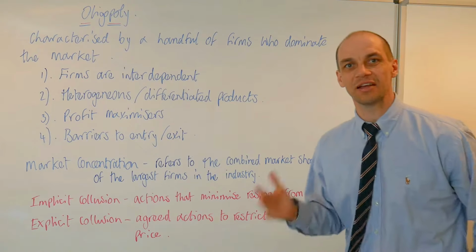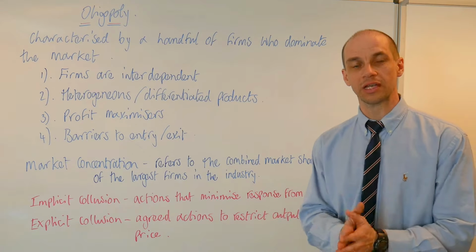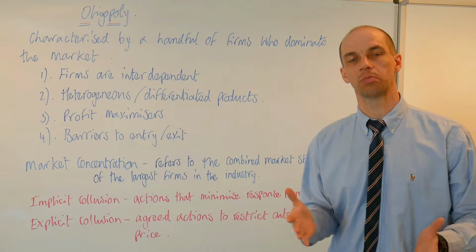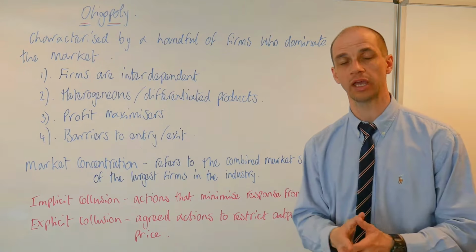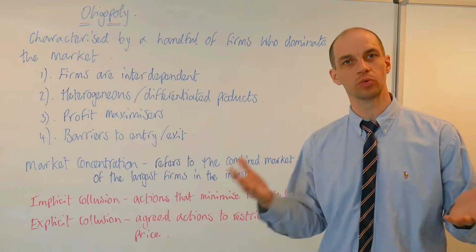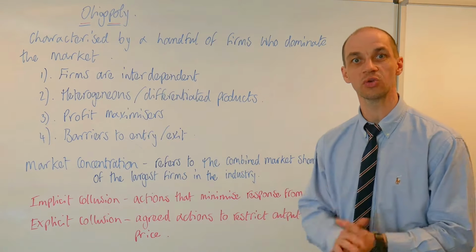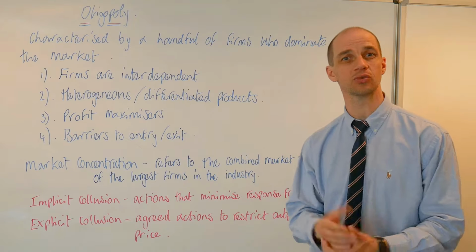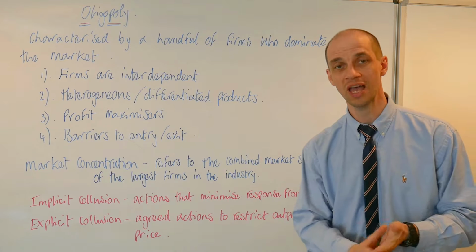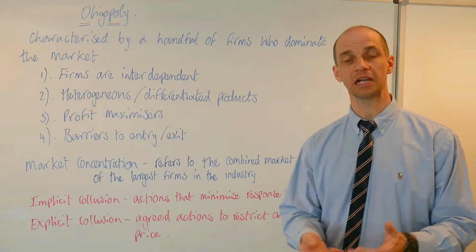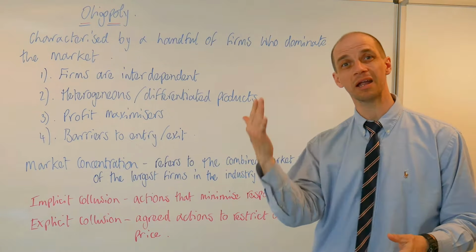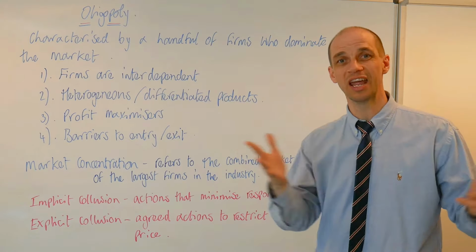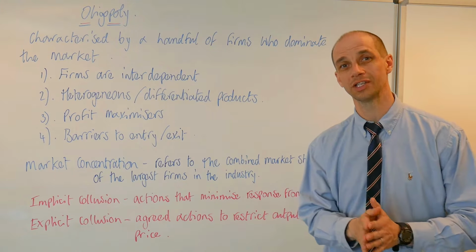Hi guys, so let's now take a look at oligopolies. When it comes to oligopolies, we're dealing with a handful of firms that dominate the overall market. If you think of oligopolies, we've got some great examples here in the UK. The supermarket industry, of course, is a classic example, as are mobile phone manufacturers, mobile phone network providers, broadband providers, you name it. There's a lot of oligopolies out there.